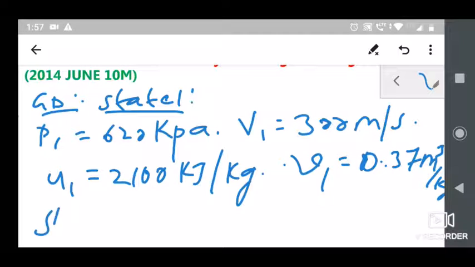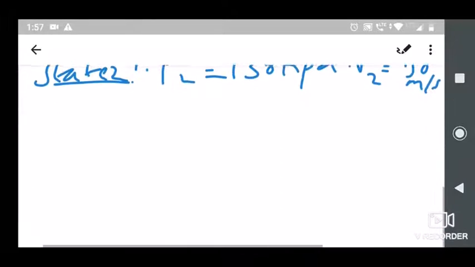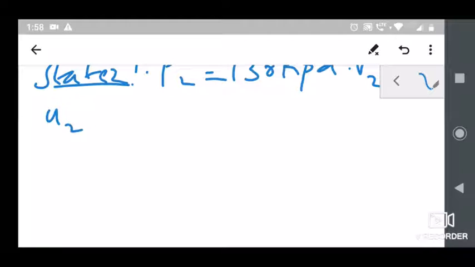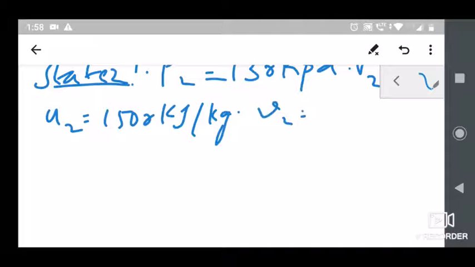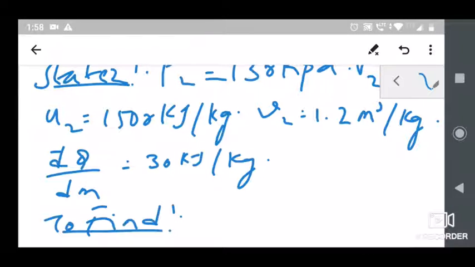Next, state 2. The properties are P2 as 130 kPa and V2 as 150 meters per second. And next, U2 as 1500 kilojoules per kg, and the specific volume at exit as 1.2 meter cube per kg. Also it is given that d dash q by dm is 30 kilojoules per kg. So what we need to find is the power.